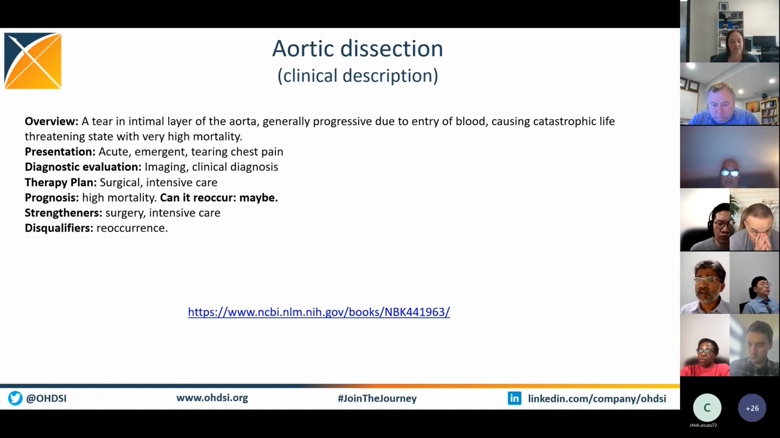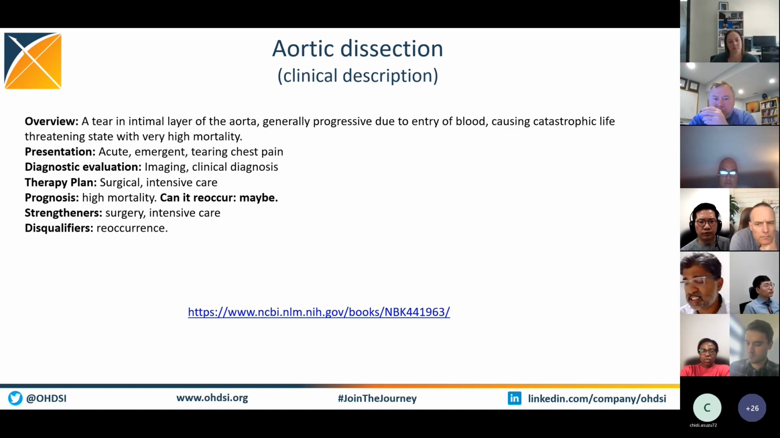So, overview: a tear in the intimal layer of the aorta, generally progressive due to entry of blood, causing a catastrophic, life-threatening state with very high mortality. That's my overview, a high-level understanding of aortic dissection. Presentation: it's acute, it's emergent, it's associated with tearing chest pain. Diagnostic evaluation: imaging studies; it's a clinical diagnosis. The therapy plan could be surgical or intensive care. Prognosis: high mortality, very few people survive it. And in some people, it may reoccur, maybe.